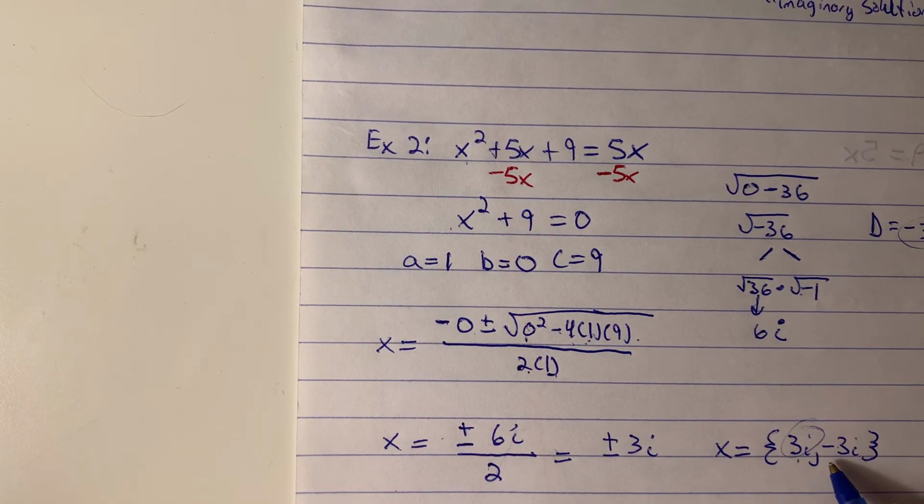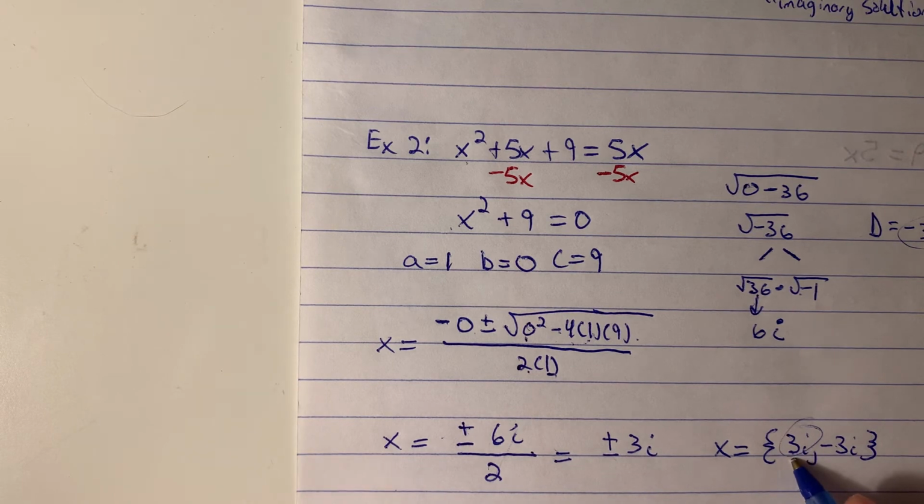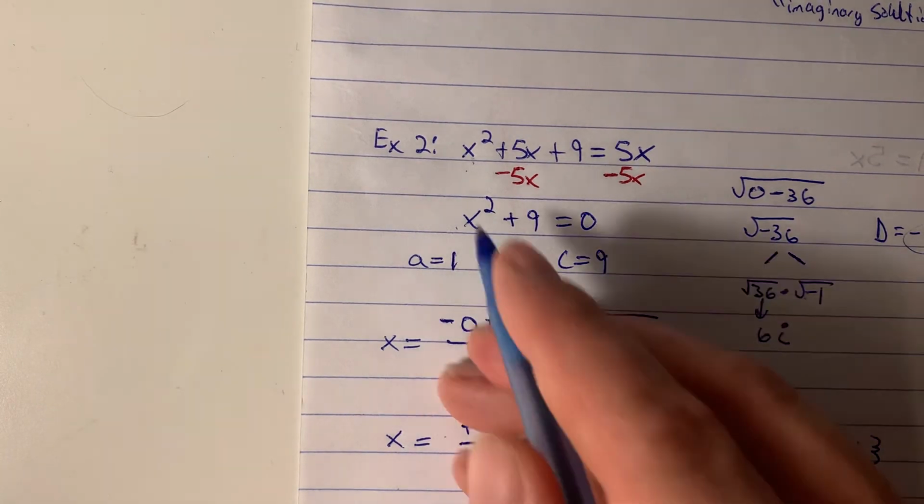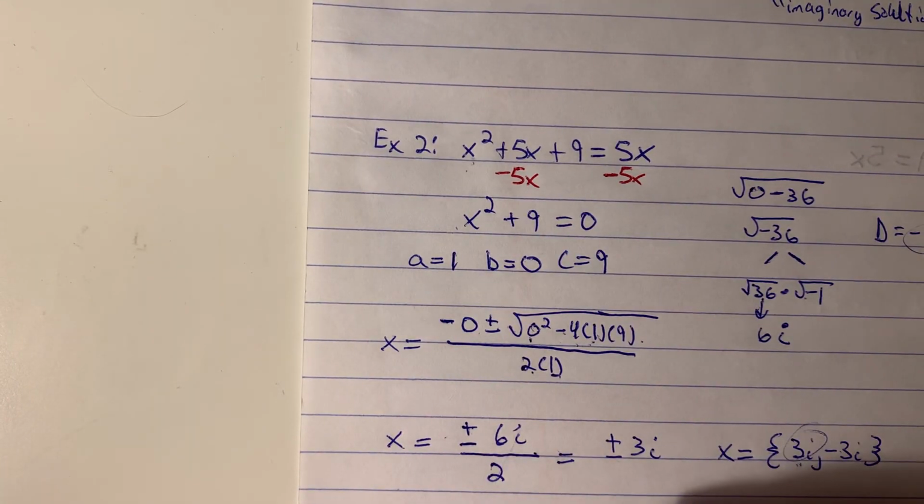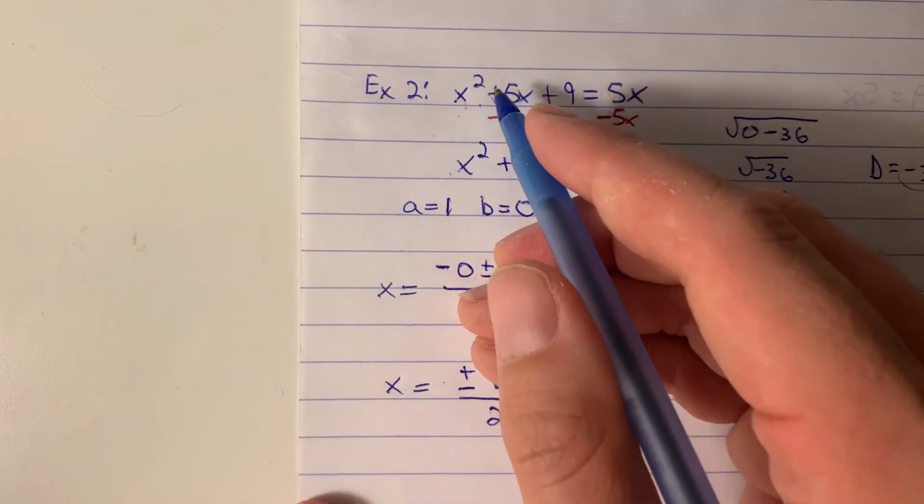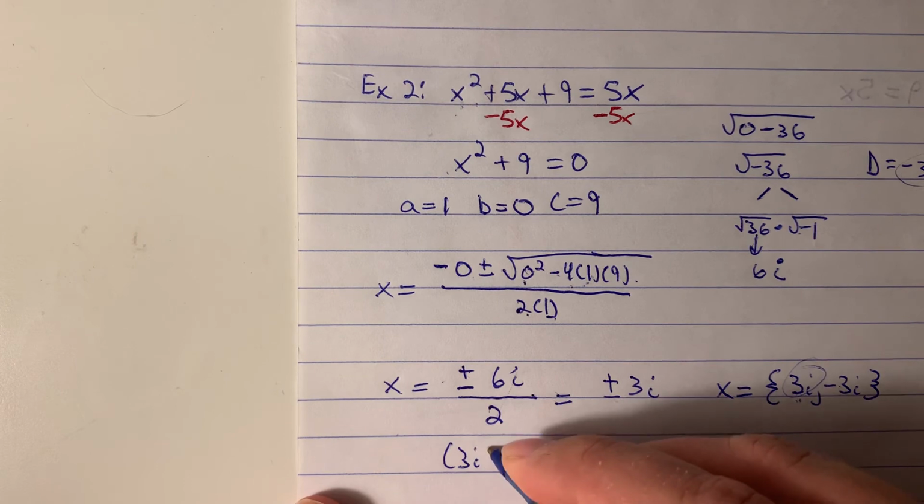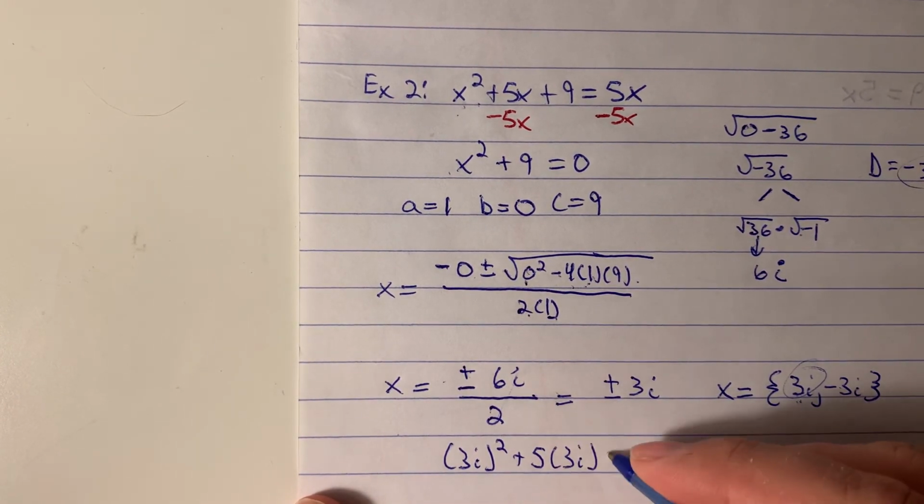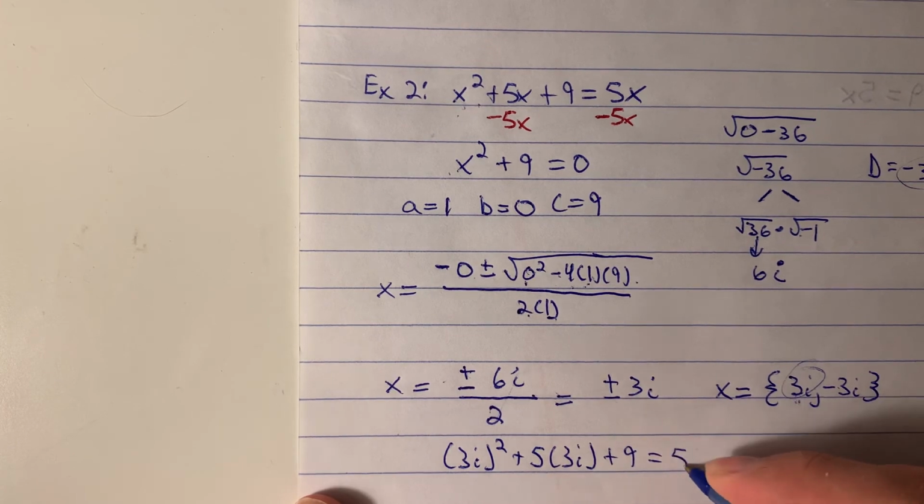And I could choose either one of them. I'm going to choose the positive 3i to check, and I could check both of them. And I'm going to plug this in for x to see, does it make this equation true? So when x is 3i, I'm claiming that it makes this equation true. So 3i is going to be substituted in for x here, and we're going to get 3i squared plus 5 times 3i plus 9 equals 5 times 3i.